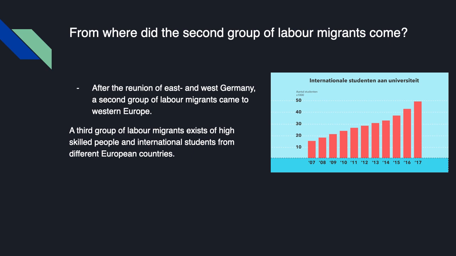That second group of labour migrants came, of course, from other countries than the ones that we've talked about before. For example, after the reunion of East and West Germany, a second group of labour migrants came to Western Europe, and these were people from the former communist countries, who wanted to work in an economically stable region. And later on, a third group of labour migrants exists, and this consists of high-skilled people and international students, and they come from all kinds of different European countries. On the graph you can see a tendency which shows a growth in this figure. Nowadays in the Netherlands we say, well, we should stop that because our own students do not have enough place to live.